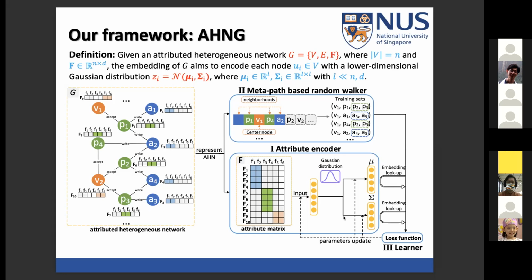So it means that once you give it an attributed feature, it will convert it into a Gaussian distribution. And based on the Gaussian distribution, we will randomly sample an embedding from the distribution. That I know. Actually, in my experiment, I use mu to do the following task. That is still a fixed embedding.